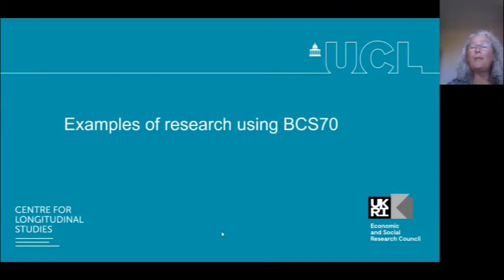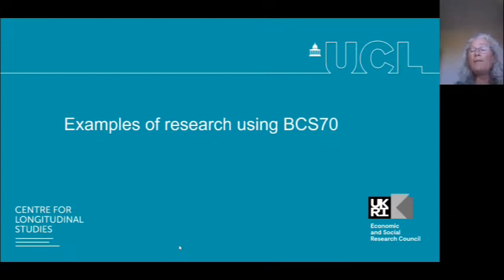So I'm now going to show you some examples of research that's been conducted using the BCS70. Over the last 50 years, there's been a massive literature produced, journals, working papers, evidence for public policy. And these examples, they're not necessarily the ones with the highest impact, but just illustrate some of the work that has been done, and maybe give you some ideas of work that can be done.